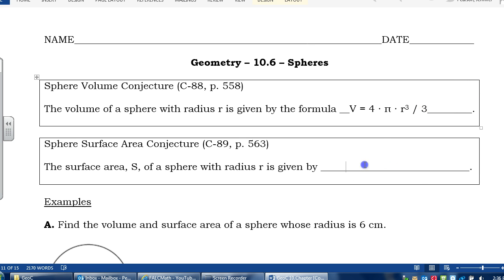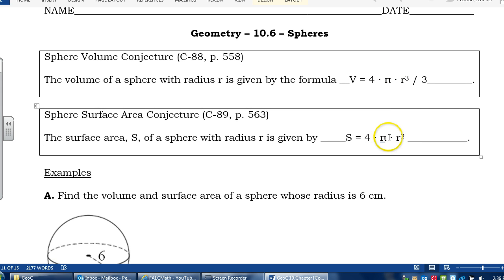The surface area of a sphere, we'll say S equals 4 times pi times radius squared. So each of these formulas only requires one variable that you have to input, and that is the radius. So if you know the radius, you can calculate the volume, and you can calculate the surface area.